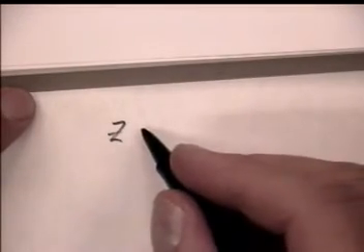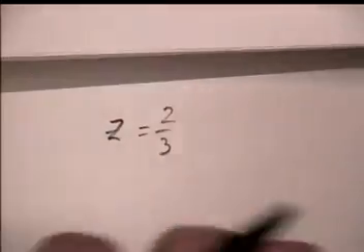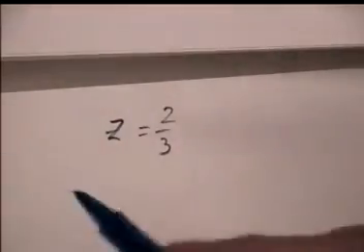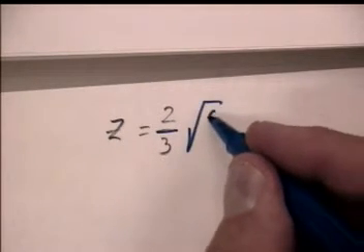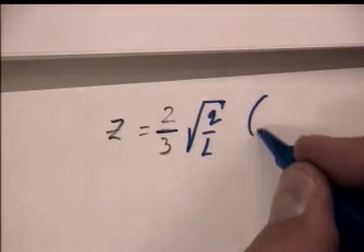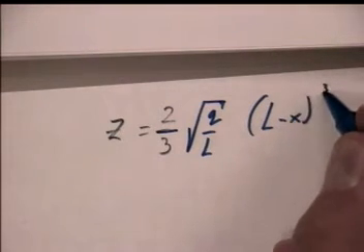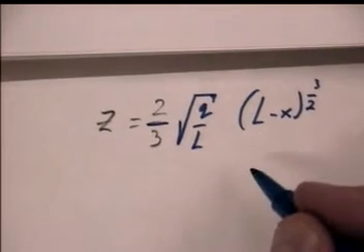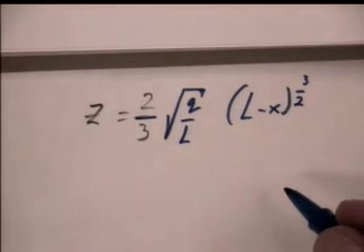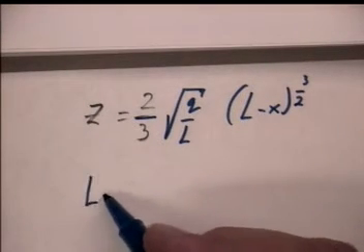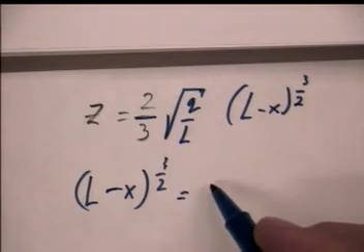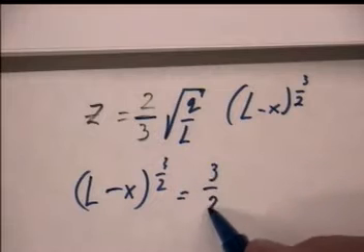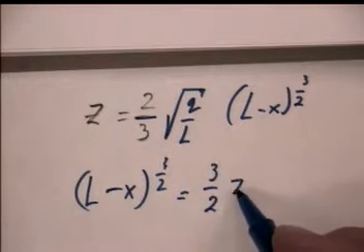Let me write it down. Z equals 2/3 square root of q over L, and then (L minus x) to the power 3/2. Okay? So I can write down (L minus x) to the power 3/2 from here equals 3/2 times z.